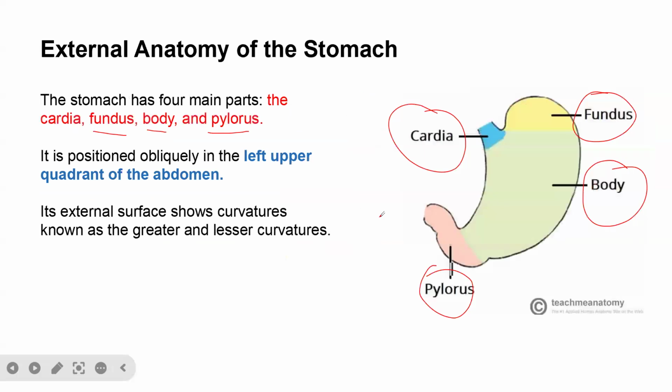So very importantly, ladies and gentlemen, if you are to answer a question related to the structure of the stomach, the first thing you need to do is describe the structure of the stomach, the functions of the stomach, and then the external anatomy where it has four main parts, and then the layers and also its position. If you can do that and also draw this diagram, I think you are done with that.